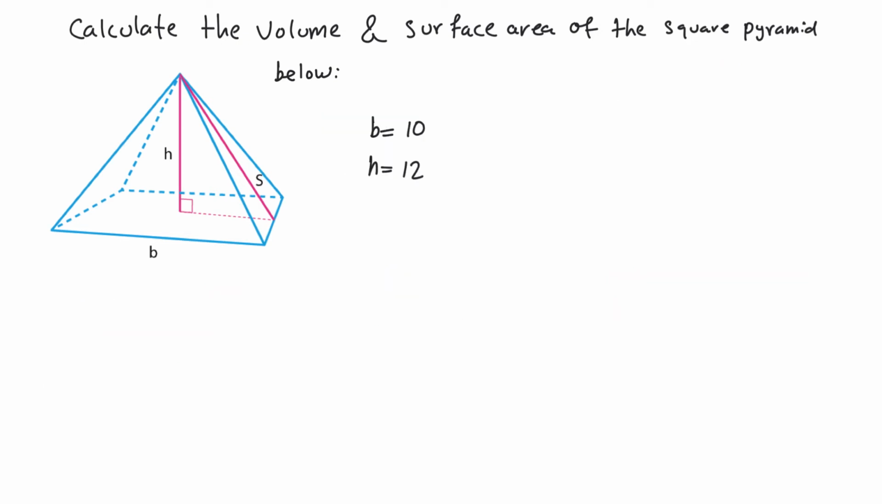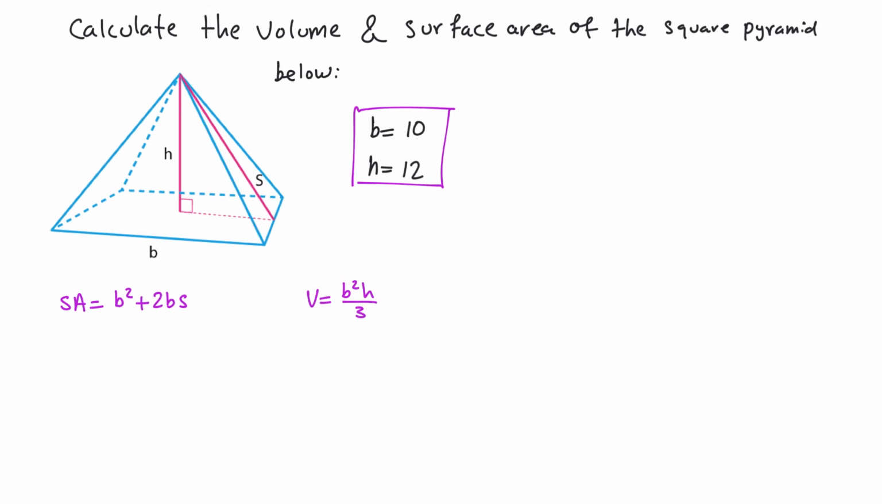Okay, our next question says to calculate the volume and surface area of the square pyramid below. This time we're given the base value and the height value. So this is the information given to us. We know that surface area is equal to b squared plus 2 times b times s, and that the volume is equal to b squared h over 3.